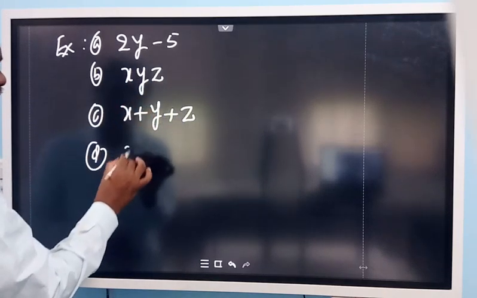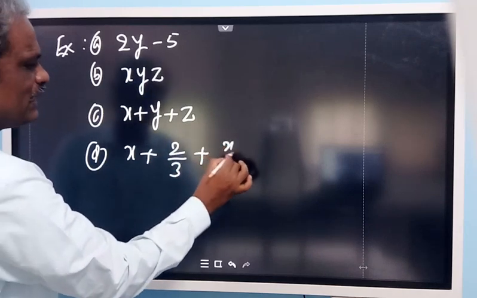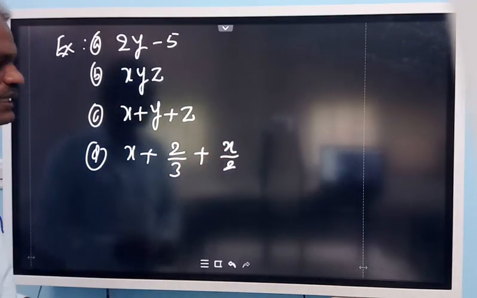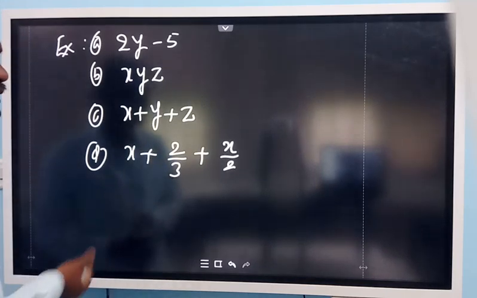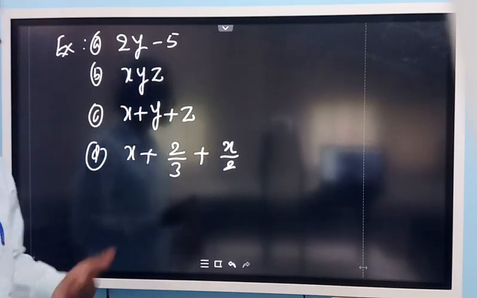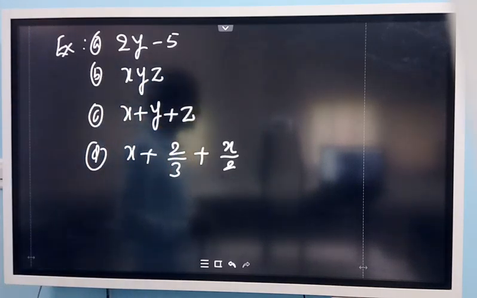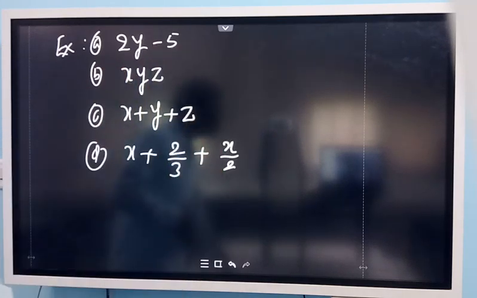Sometimes you can use x plus 2 divided by 3 plus x by 2 like this. You can use any number. X plus 2, x by 2. So all these, addition, subtraction, multiplication, all the 4 operations we are using along with these variables as well as constants. Are you following?